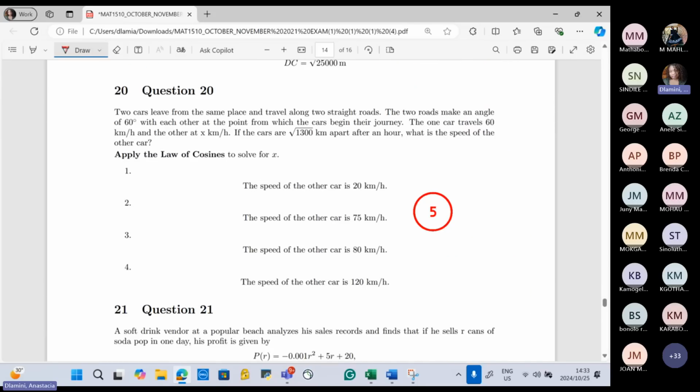Okay. With this one, the solution is none of the above because there was an error here. If you do it, the solution will be none of the above. But the error is where it says the cars are apart after half an hour. There's a half an hour here. An hour. Then it gives you one of the solutions in the book.